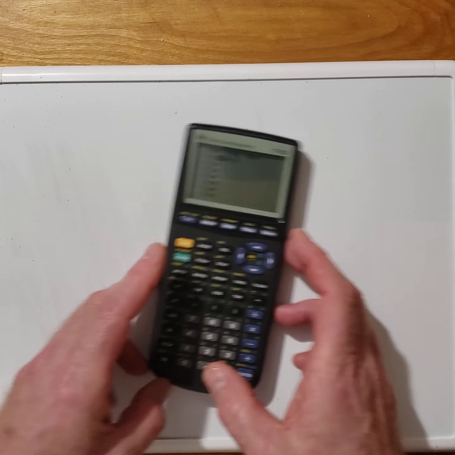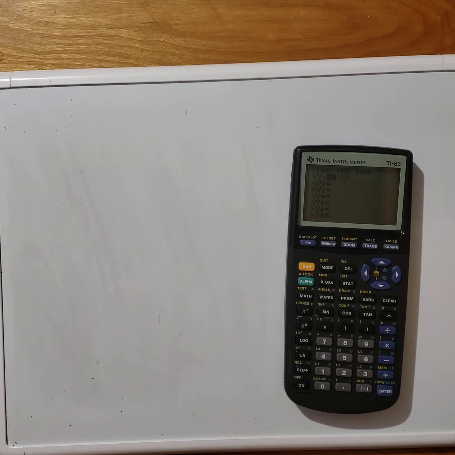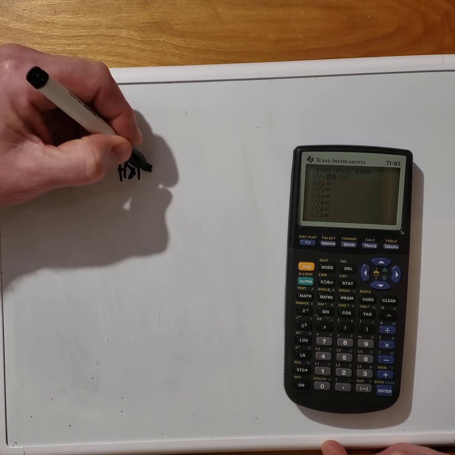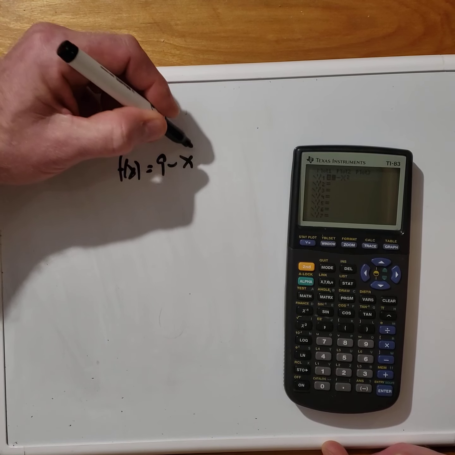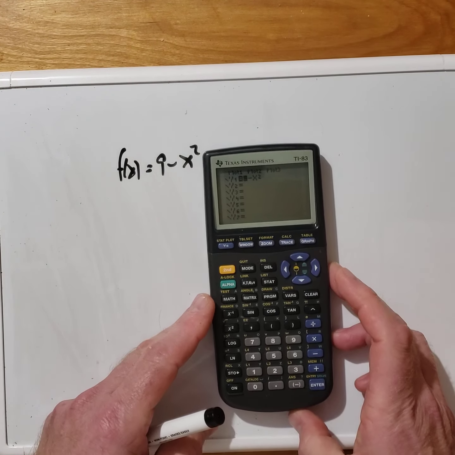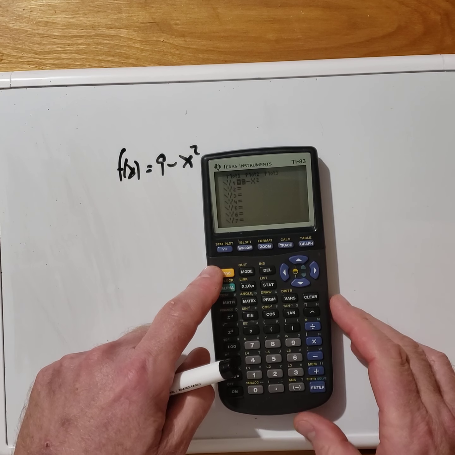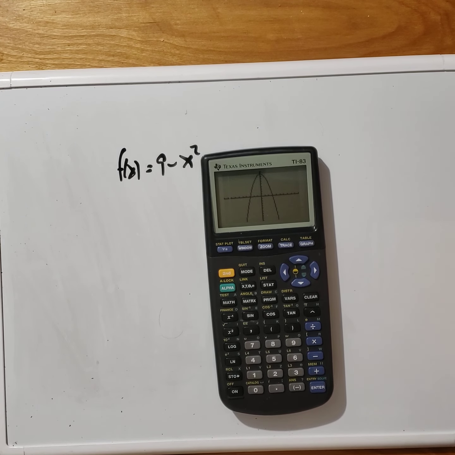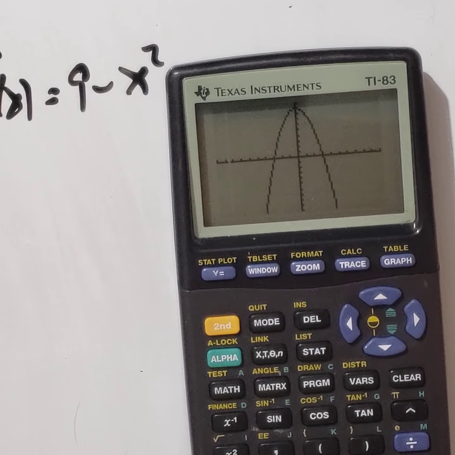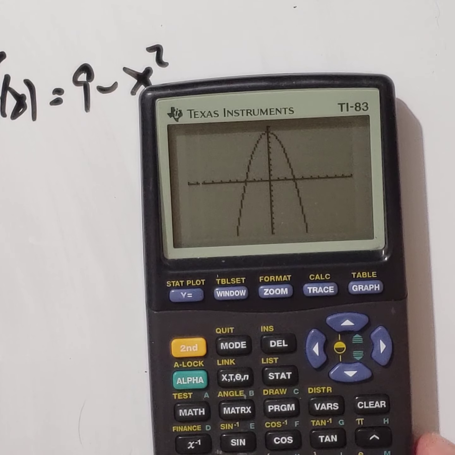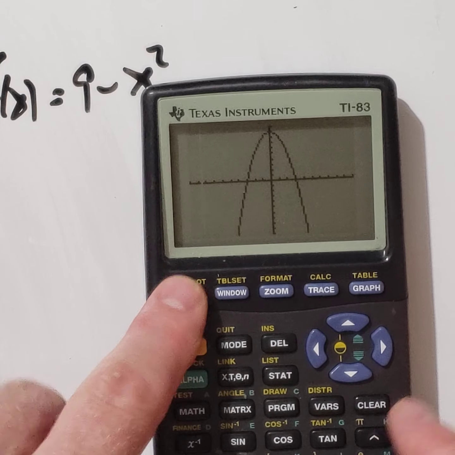So let's do some examples right out of the book here. Suppose we have f of x equals 9 minus x squared, and we want to know if that's a one-to-one function or not. Go ahead and put it in the calculator under y equals, hit graph, and we can easily see, I can get in there closer, yeah, we can easily see that it fails the horizontal line test, so it is not going to be a one-to-one function.